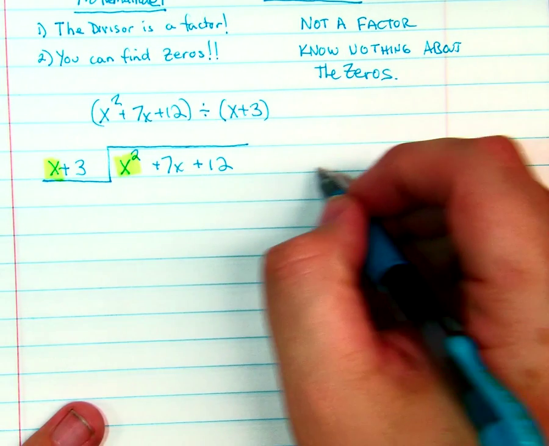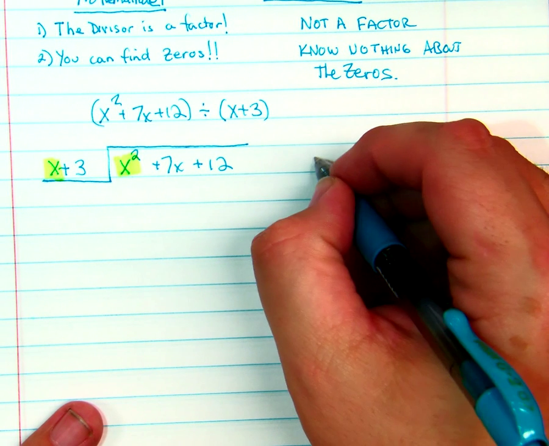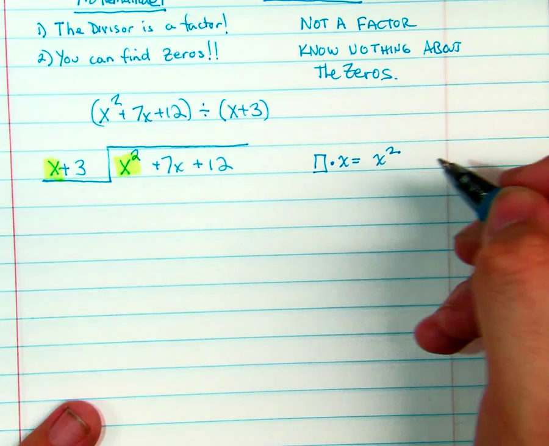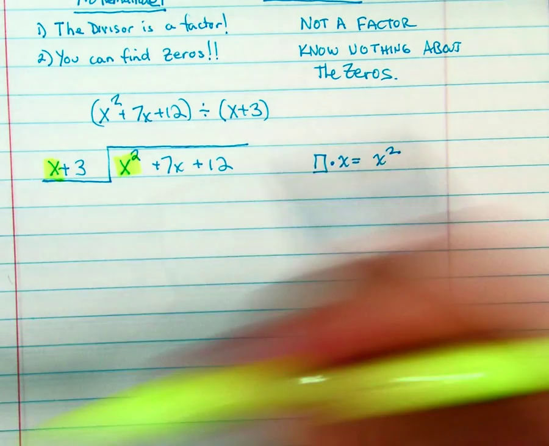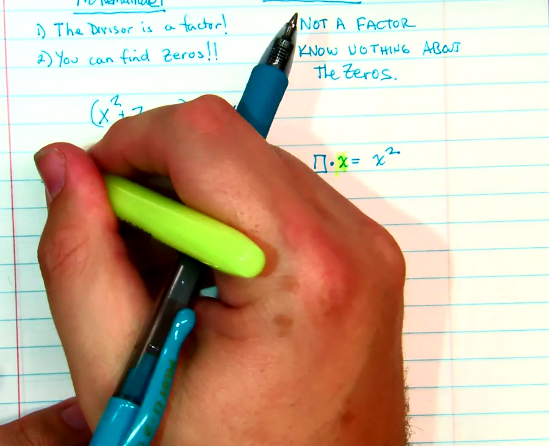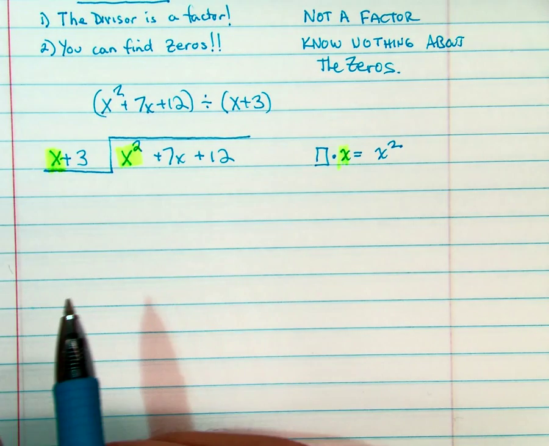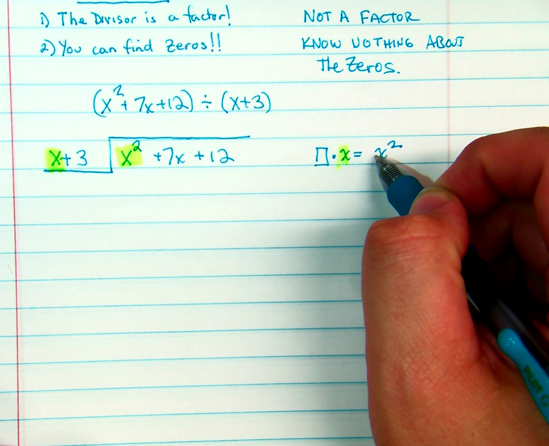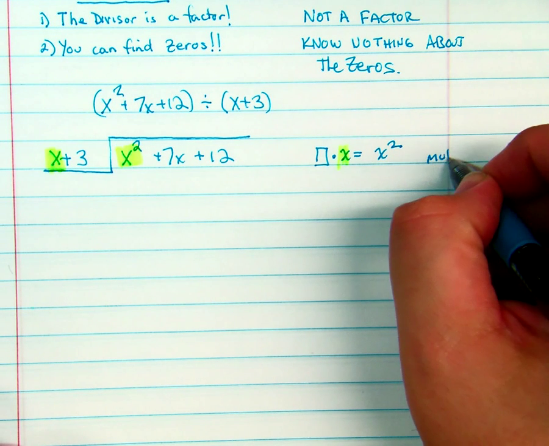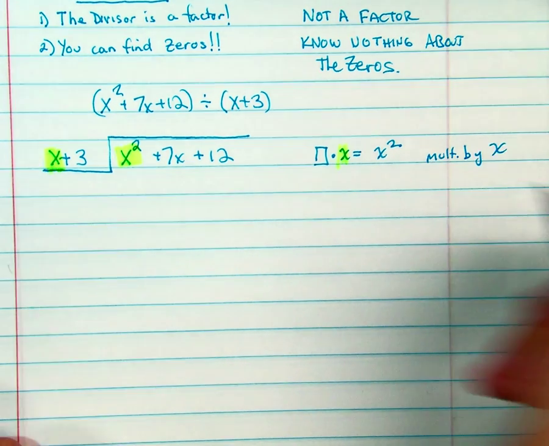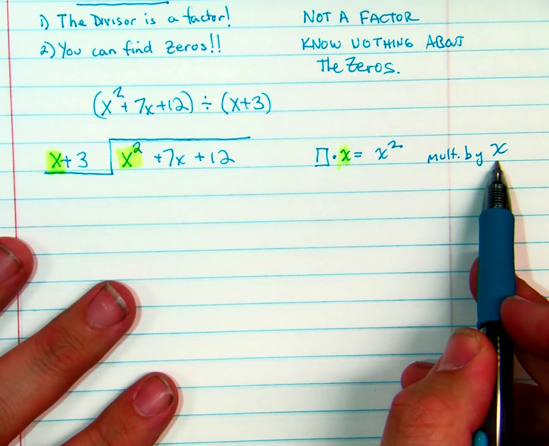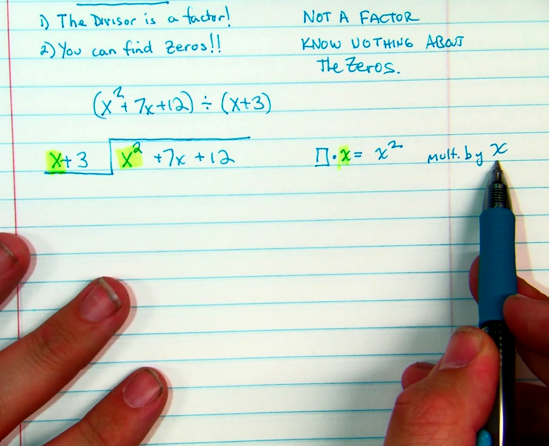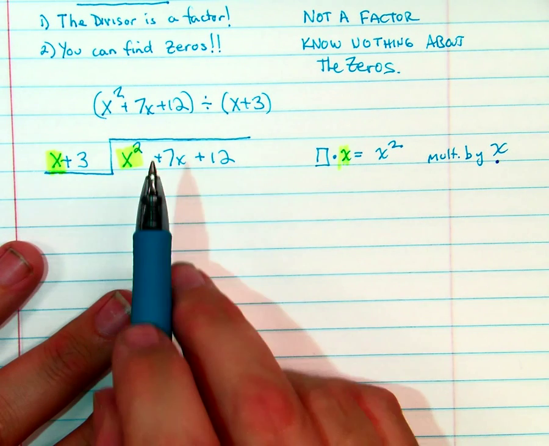We have to say, all right, what times x is going to be equal to x squared? Now, this x right here is this x right there. So what do we have to multiply that x by to get to x squared? You've got to multiply by x. So now x is what we're multiplying by, so that's our first answer that's going to go up top. Now you put it in the column of the x's. Now where's the x column? Right here in the middle.